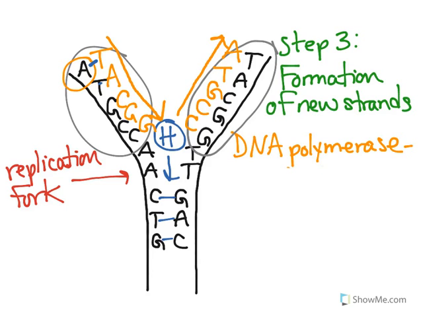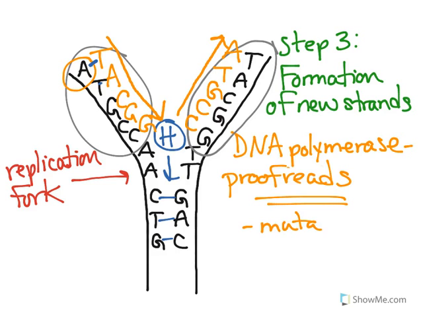So basically, DNA polymerase has two jobs. One job is to bring in those new bases to form the new strands. But it has a second role, and its second job is to proofread. It is so important that the right bases are brought in, because if there is a change in the DNA, then we end up with a mutation. And that we do not want.